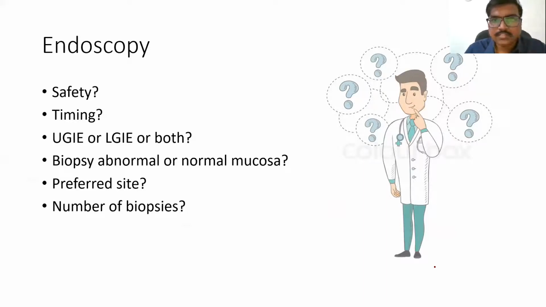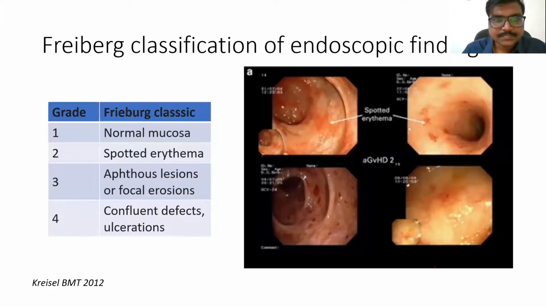Second, what is the timing? When should we do the endoscopy after the patient undergoes transplant? Whether it is in the first 2 weeks, third, fourth week, how many days can we wait after the patient has diarrhea? Second, will you do an upper GI endoscopy or will you do a colonoscopy or will you do both? Next is how many biopsies are you going to take and whether you are going to take targeted biopsies or random biopsies, and what is the preferred site of biopsy. So let's try and answer these questions.